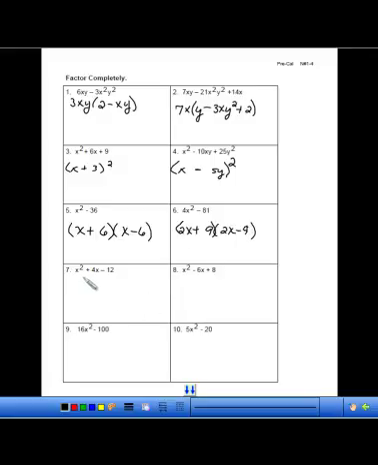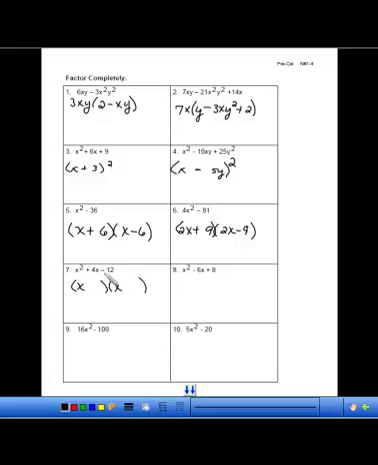Alright, look at this last term. There's no greatest common factor to factor out. That's one thing you always do first, is the greatest common factor. This is not a perfect square because we can't take the square root of 12. So let's look at what we know. Let's use our method. We know that the coefficient is 1, so the first term is going to be x in each of them.